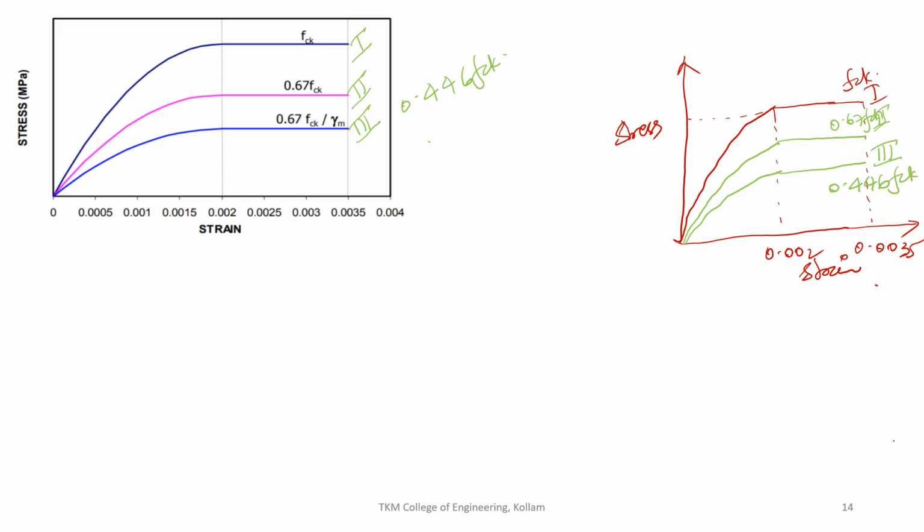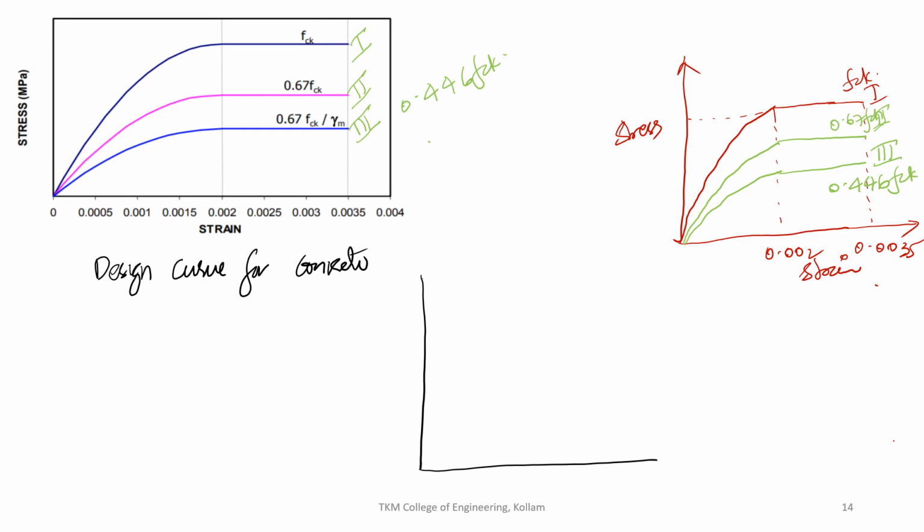That is, if I summarize, I could draw it. The design curve for concrete, I could write as stress versus strain. The design curve will be a parabola up to a strain of 0.002, and thereafter a straight line up to a strain of 0.0035, and this value of stress is 0.446 FCK.